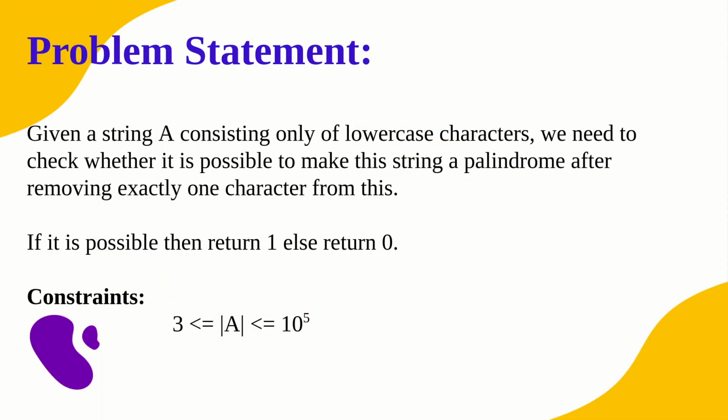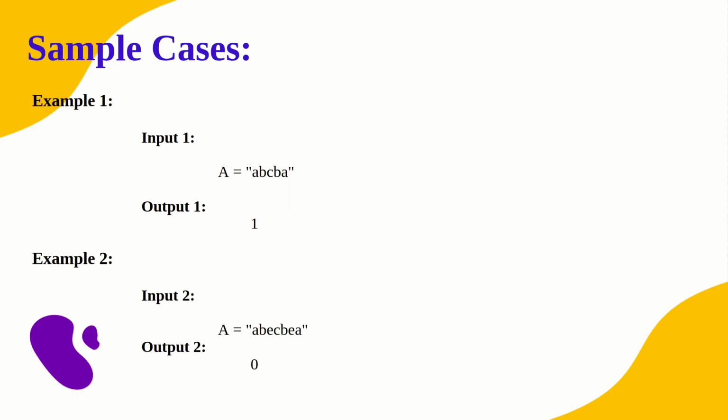So the problem statement is we are given a string A which consists of only the lower case characters, and we need to check whether it is possible to make this string a palindrome after removing exactly one character from this. So if it is possible to make it a palindrome after removing exactly one character, we need to return 1, else we need to return 0. Okay, so the constraints are that the length of the string can range from 3 to 10 to the power 5. So as we can see, we need to cover this in at max n log n or order of n. Okay, so these are the constraints.